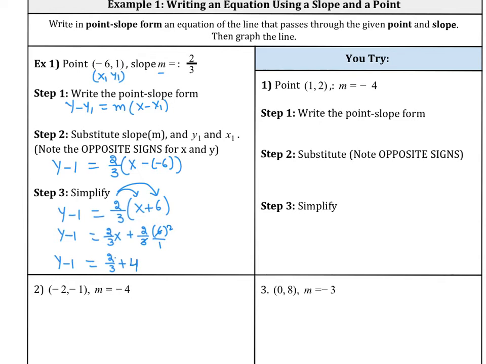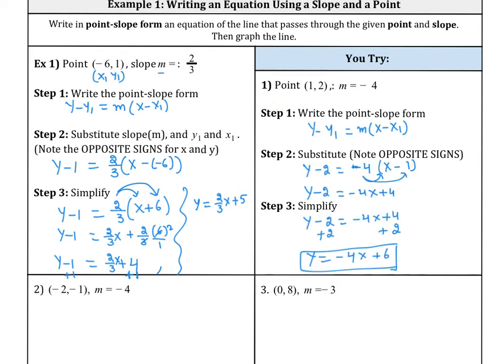Now to solve this completely, we're going to add 1 on both sides. So when you add 1 on both sides, you're going to get y equals 2 over 3x plus 5, because 4 plus 1 is 5. We're going to try problems number 1, 2, and 3, and we're going to discuss after you try.